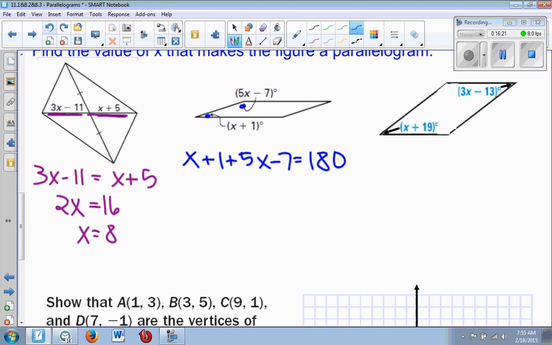And the reason why is because they are consecutive angles in a parallelogram, not opposite angles in a parallelogram. So doing some rearranging here, we've got 6x and a minus 6. If we add 6 to both sides, we get 186. And if I divide by 6, I get 31.